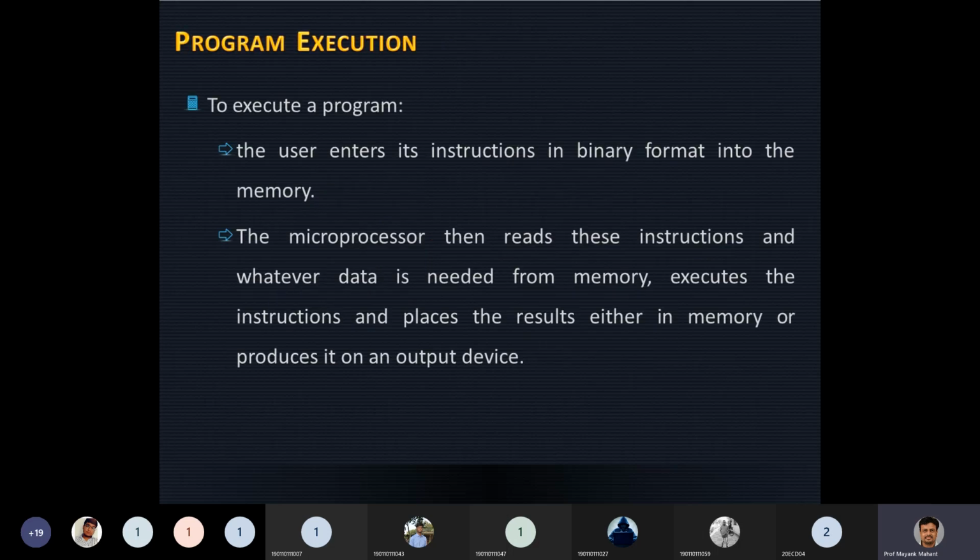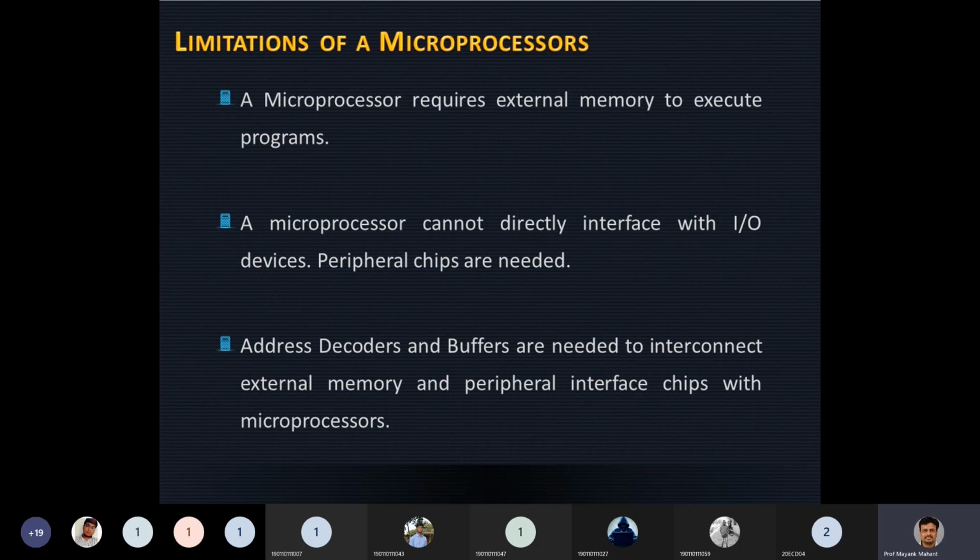We have already seen the program execution, but now we need to know the limitations of the microprocessor. A microprocessor requires an external memory to execute a program. Whenever we talk about a microprocessor, we always need to visualize that the memory is always available external to the microprocessor.